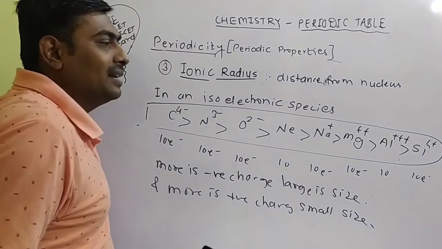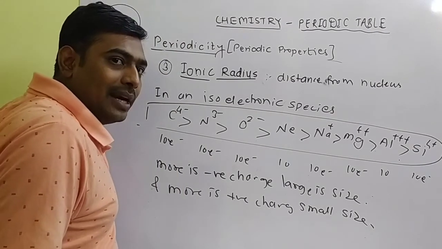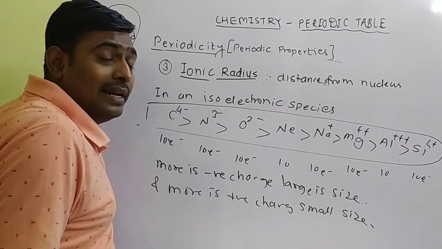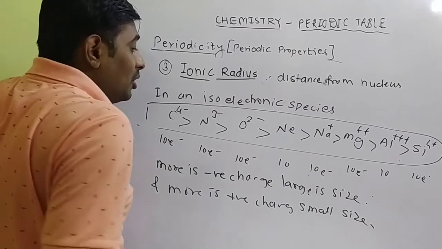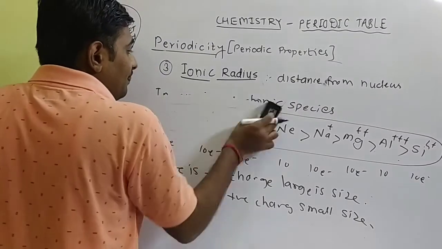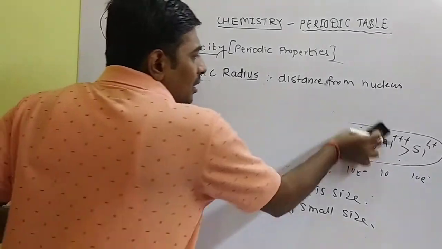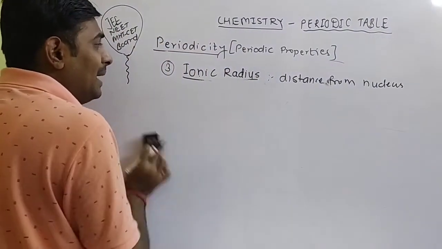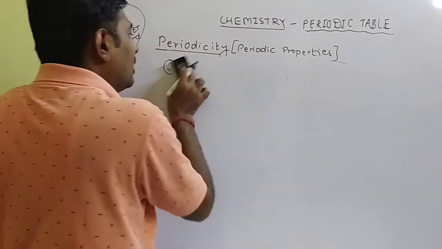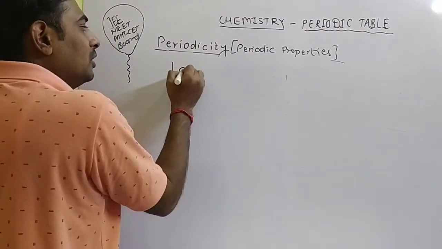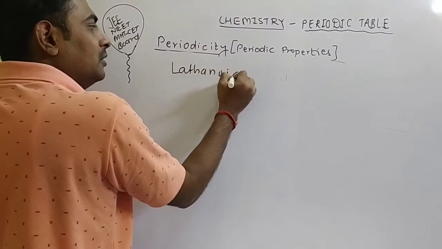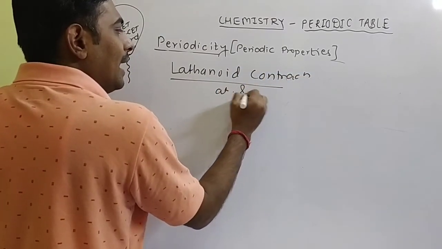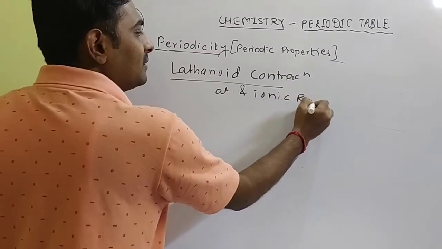So, at the conclusion, ionic radius increases from top to bottom in a group and decreases from left to right in a period because electrons are added in the same shell. One more point regarding atomic and ionic radius is lanthanide contraction. It may be asked. Lanthanide contraction is regarding both atomic and ionic radius.